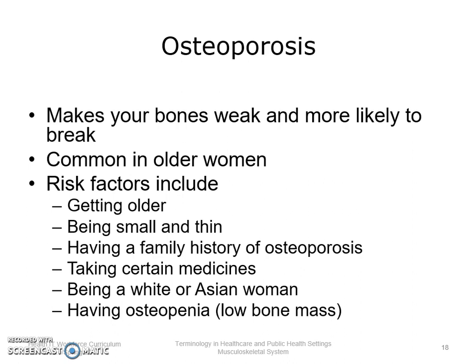Another bone condition that we often hear about is osteoporosis. This condition is the abnormal thinning of bone structures due to loss of calcium and phosphorus. Osteoporosis makes your bones weak and more likely to break. Anyone can develop osteoporosis, but it is more common in older women. As many as half of all women and a quarter of men older than 50 will break a bone due to osteoporosis.